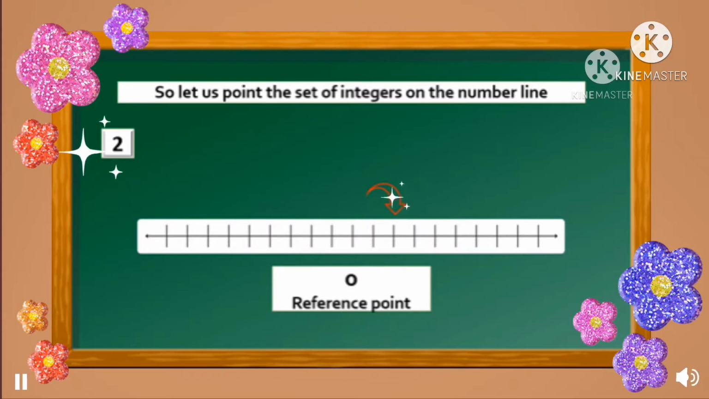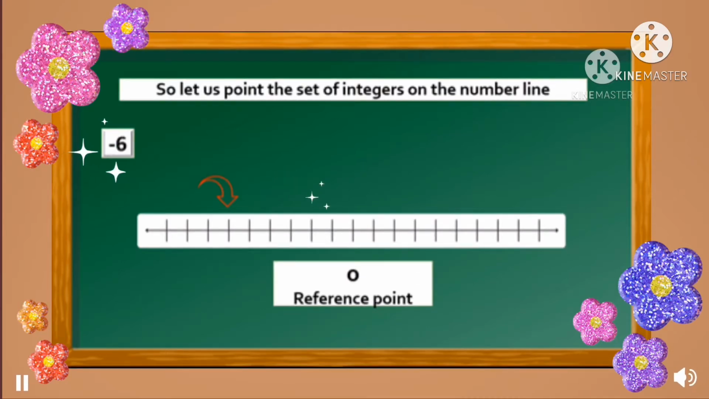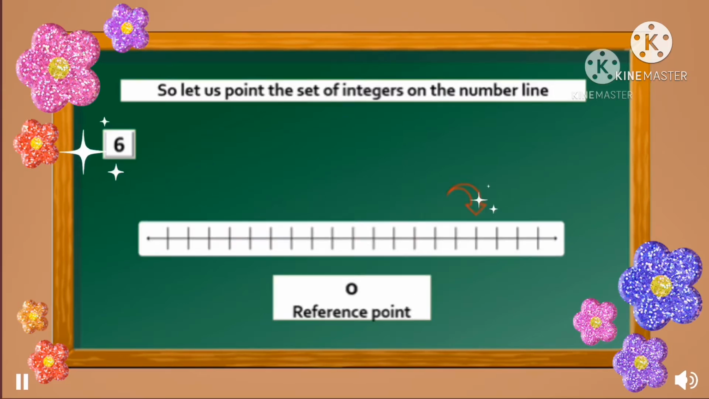0 is the reference point. So how about positive 2? Yes, that is the place for positive 2. How about negative 2? You're correct. That is the place for negative 2. How about negative 6? Where is it located? You're right. That is the place for negative 6. How about positive 6? You're correct. That is the place for positive 6.